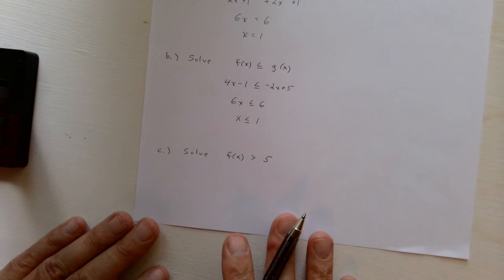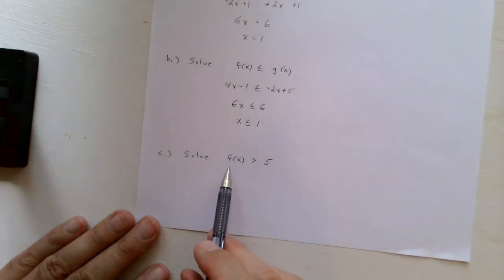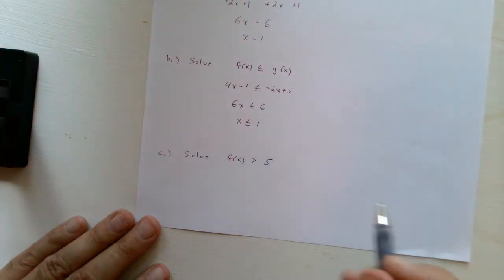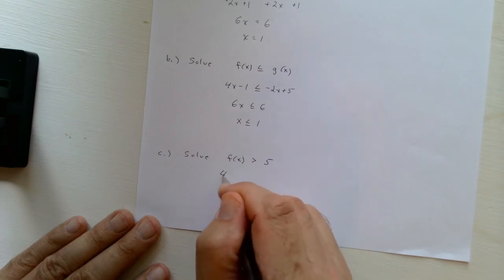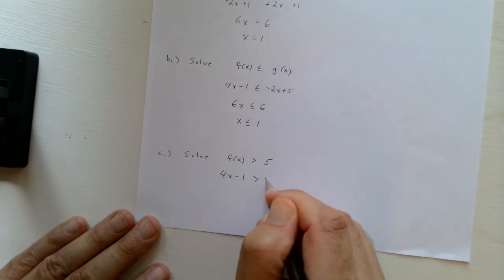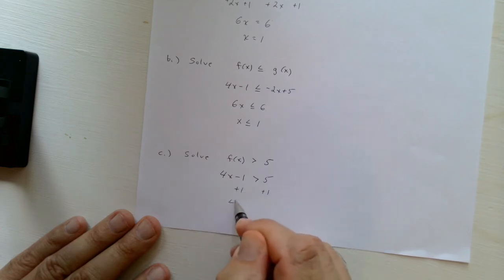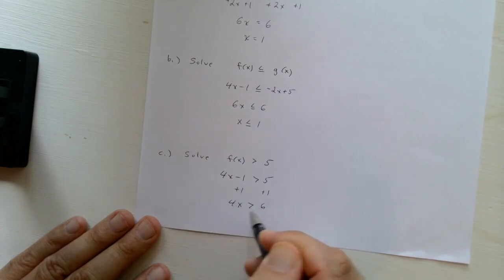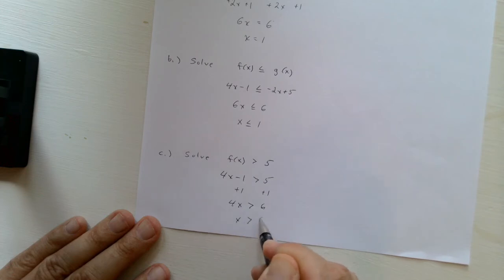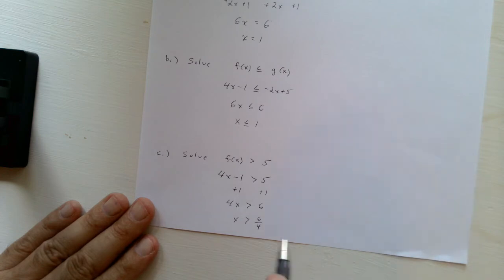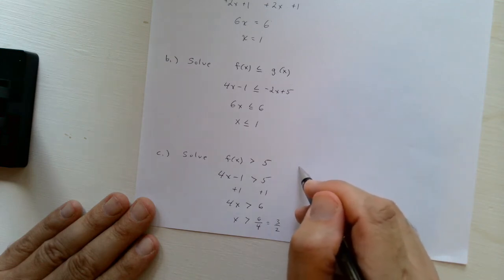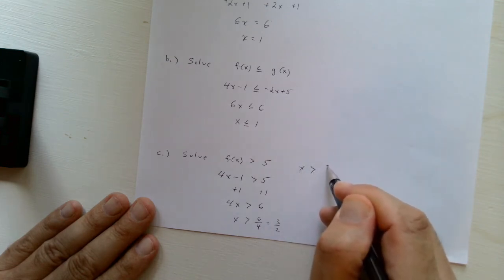Similarly here, if we wanted to find when f of x is bigger than 5, we would say 4x minus 1 is greater than 5. Add 1 to both sides. 4x is greater than 6. Divide by 4. And so x is greater than 6/4, which we can reduce to 3/2. So the solution would be x is strictly greater than 3/2.